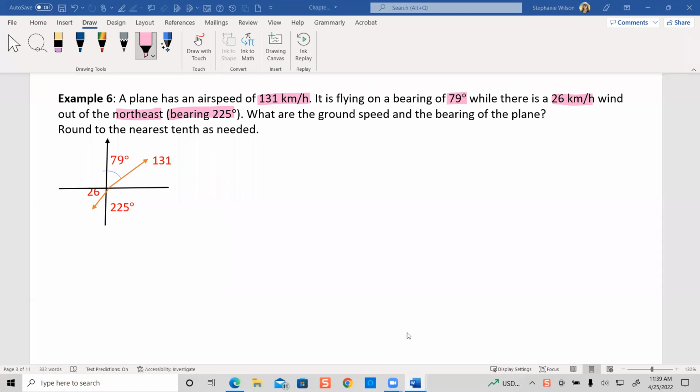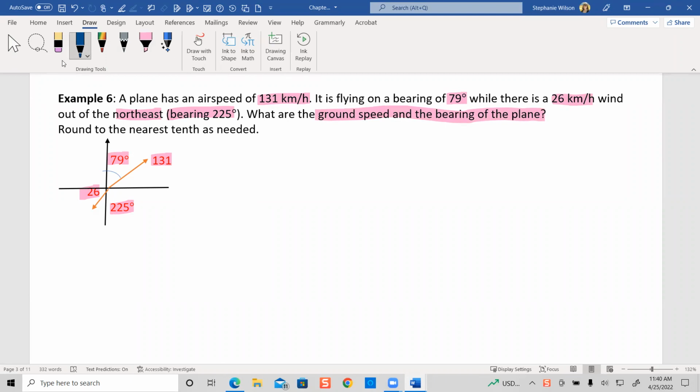Okay, so if you notice, we have this picture drawn right here, and we have that 131 with the angle of 79 degrees. We have the 26 with the angle of 225 degrees. Now we want to know what is the ground speed and the bearing of the plane. So we have two things we're solving for right here. So let's do this.